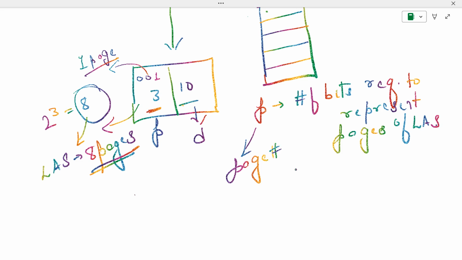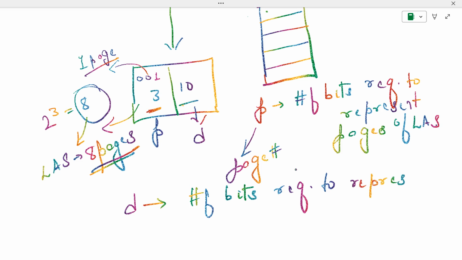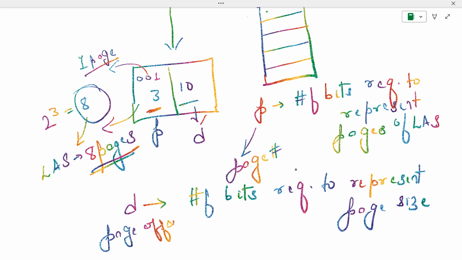Now, D denotes the number of bits required to represent the page size. It is also known as the page offset, or you can also call it the word number of the page.